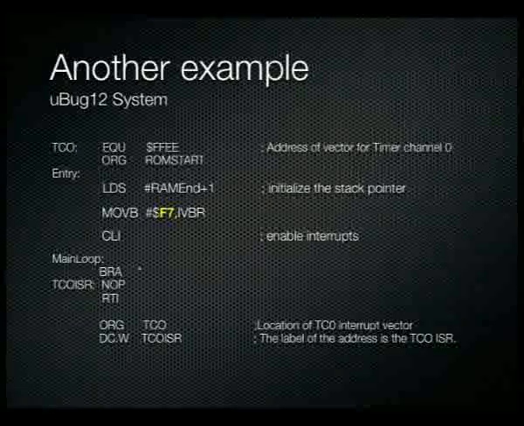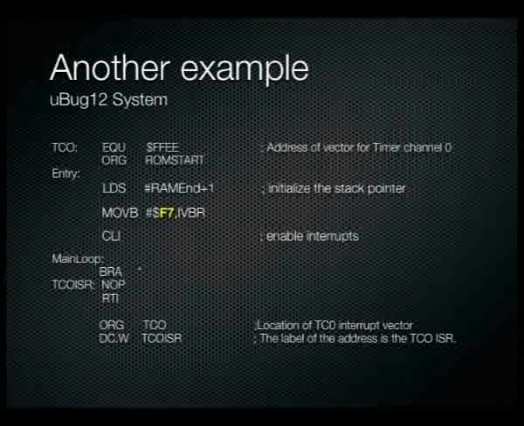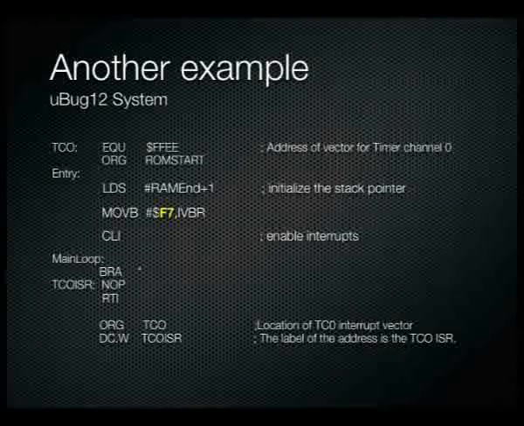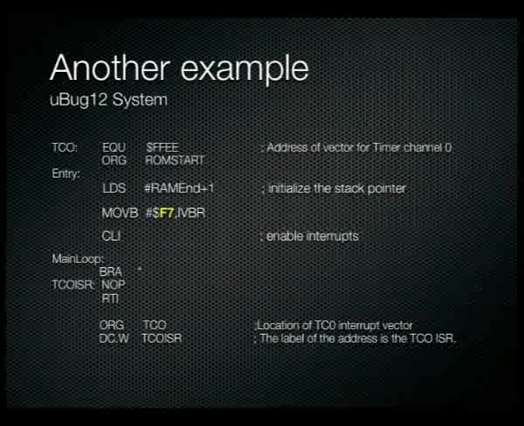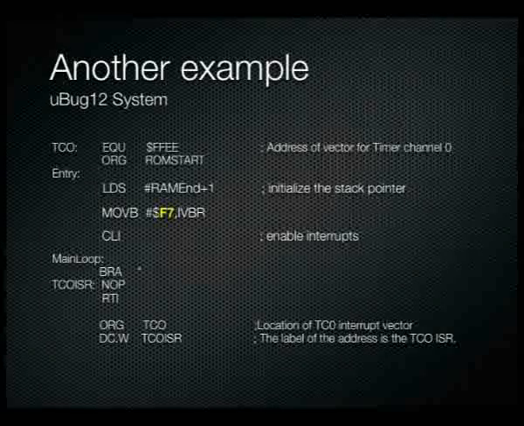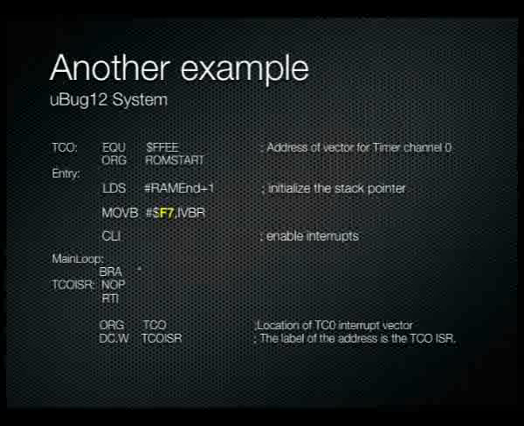So when we're actually using it with the UBUG 12, which is the name of the serial monitor that we have on our processor, the example is exactly the same as what we had before with one change, and I've highlighted that change. When we're doing it on the UBUG 12 system, we set everything up as normal, except we change the value for our IVBR. We set our IVBR value to be F7, okay? And therefore, that will point our interrupt vector base to the memory page F700 to F7FF. So therefore, our vector table is at F700 to F7FF.